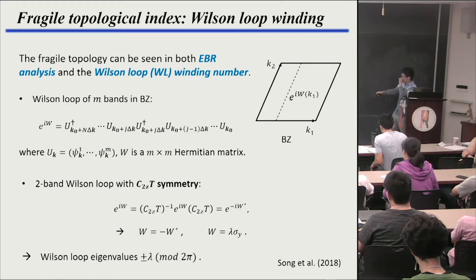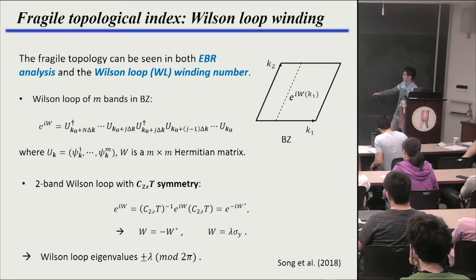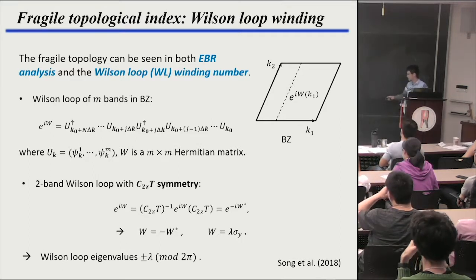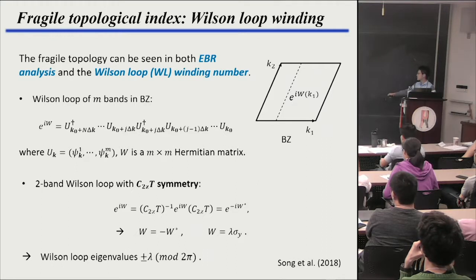So now let's look at what C2T symmetry can give you for the two-band Wilson loop, if the two bands have this C2T symmetry. C2T, if you act on this two-band Wilson loop, basically flips it. Time reversal is anti-unitary, so it flips i and also flips W to W star. So if you have C2T symmetry, this means W is equal to minus W star.